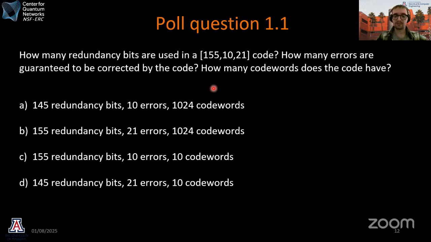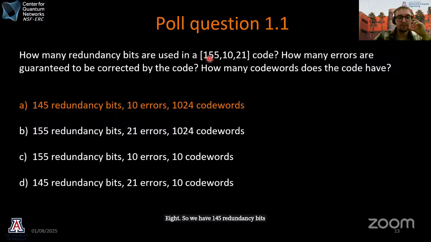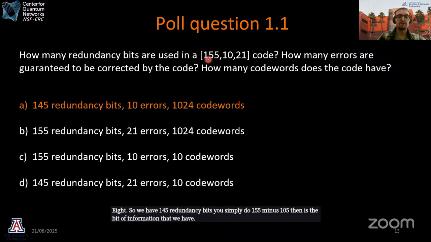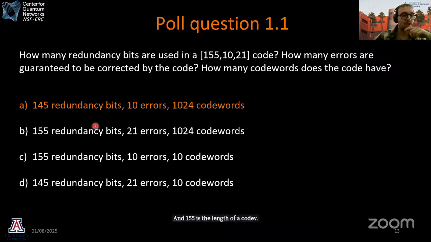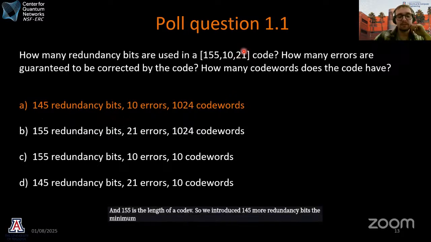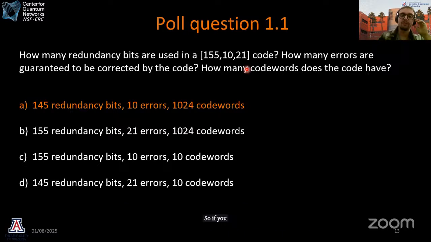So the correct answer was A. So we have 145 redundancy bits. You simply do 155 minus 10. 10 is the bits of information that we have, and 155 is the length of a code word. So we introduce 145 redundancy bits. The minimum distance is 21. So if you compute floor of (21 minus 1) divided by 2, it gives you 10. And we have 1024 code words because it's 2 to the power of 10.